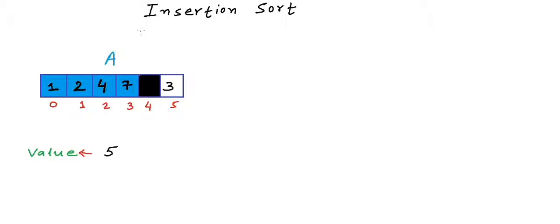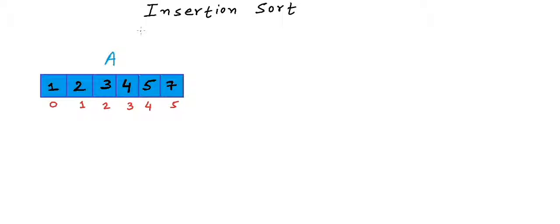For 5 we will have to shift only 7, and for 3 we will have to shift 7, 5 and 4. So finally 3 will go at index 2. So finally we have a sorted list. This particular in-place logic of shifting and inserting elements to sort a list is the insertion sort algorithm.